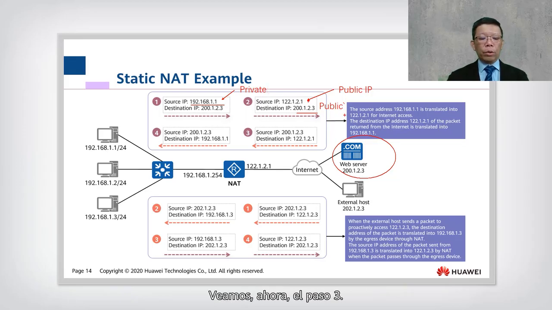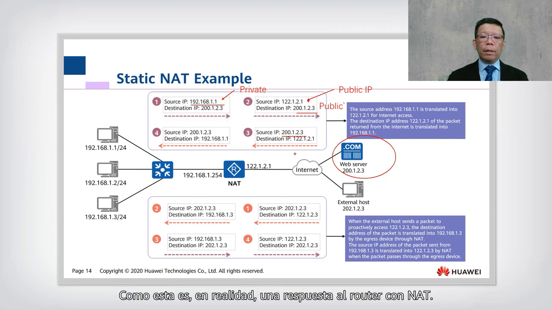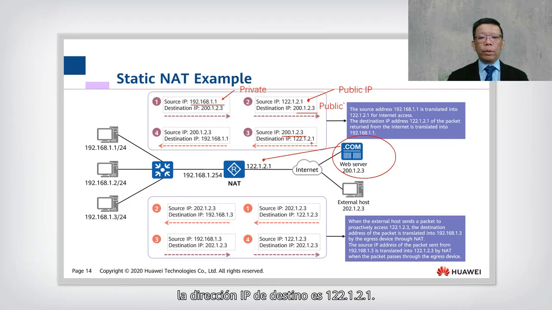Let's look into step number 3. As you can see in step number 3, the source now is 200.123, because now you are replying to the NAT router, and the destination is 122.121. So when step number 3 happens and the packet reaches NAT, what NAT does is translate it back into 192.168.1.1. So this is where you are doing egress traffic.